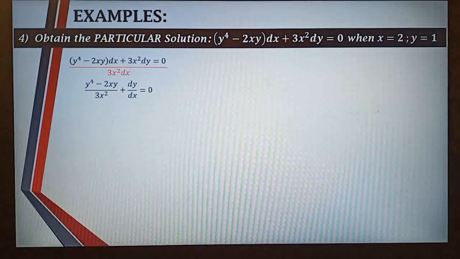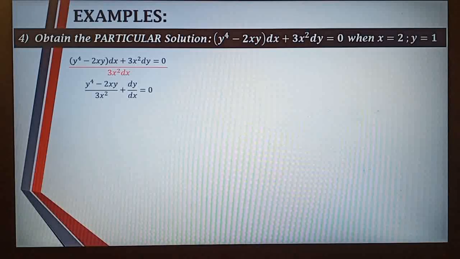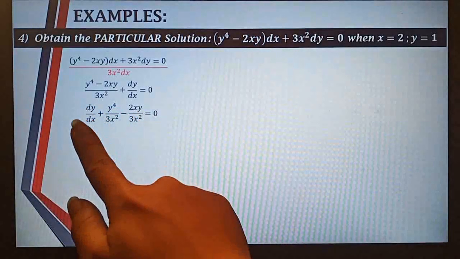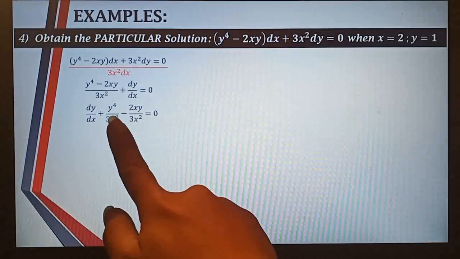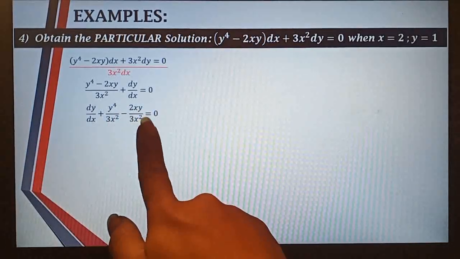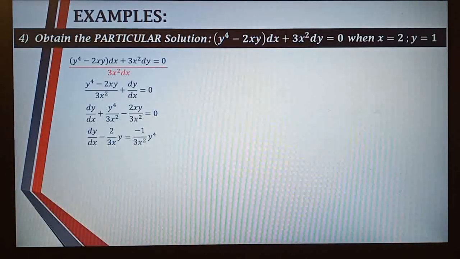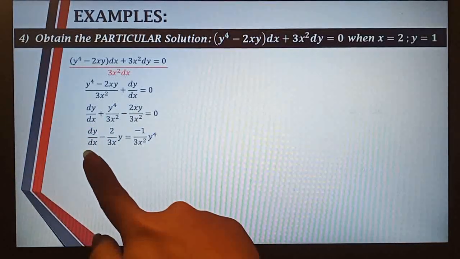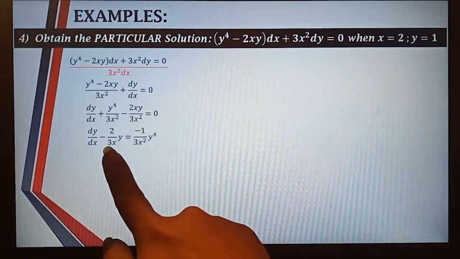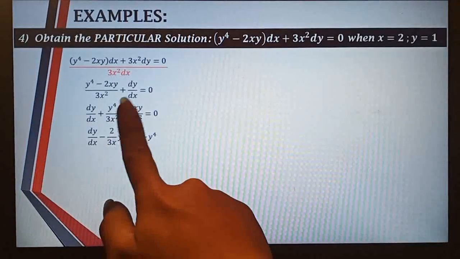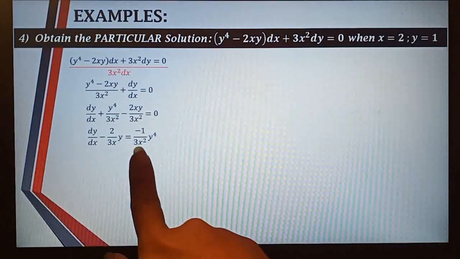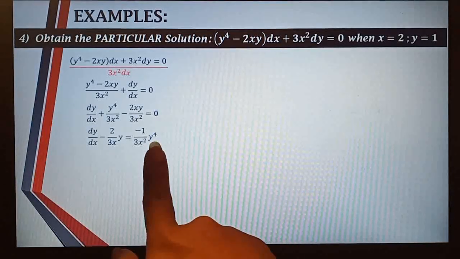So in that case, you will now have y raised to 4 minus 2xy all over 3x squared plus dy over dx. So ayusin lang natin, you will now have dy over dx plus y raised to 4 all over 3x squared minus 2xy all over 3x squared equated to 0. So para mas malinaw, you will now have dy over dx, tapos this one is 2 all over 3x multiplied to the multiplier y equals, ililipat natin doon sa kabila, you will now have negative 1 over 3x squared, then the y raised to 4, which is y raised to n.